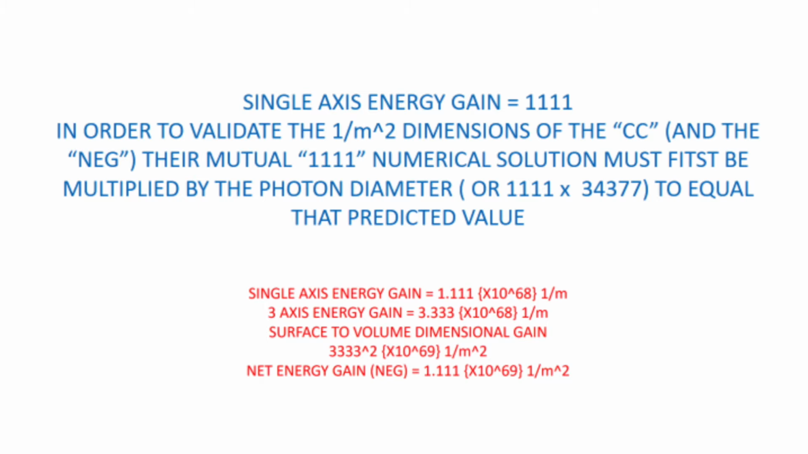10⁻⁶⁹, which inversely correlates to the CC magnitude of 10⁻⁶⁹. This validation also demonstrates the necessity to multiply the 1111 value by the photon diameter to equal the predicted value of 3819, or 1/2618, which equals the dimensional value of 1/meters squared, or 1/phi squared.